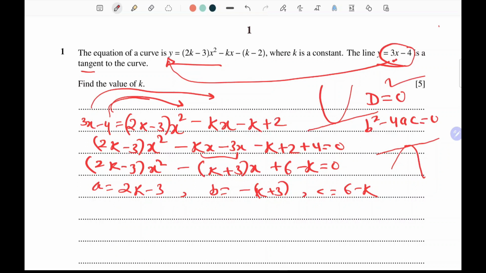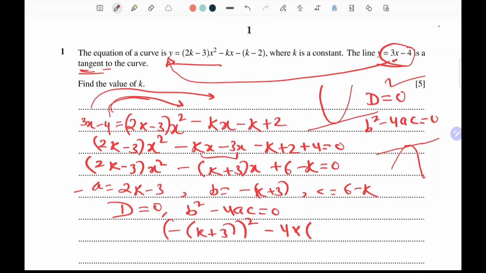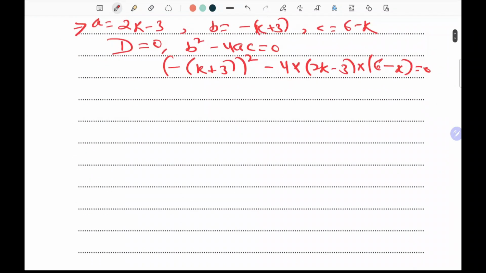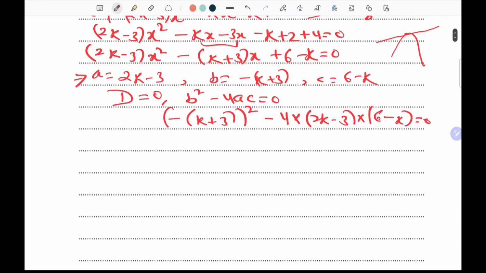Now we have to apply this condition because it's a tangent. So for the tangent, D should be 0. It means b squared minus 4ac should be 0. Now b is minus (k plus 3), that whole squared, minus 4 times a, which is 2k minus 3, times 6 minus k, equals 0. Okay, now we need to just solve that because we are going to get a quadratic equation in k.